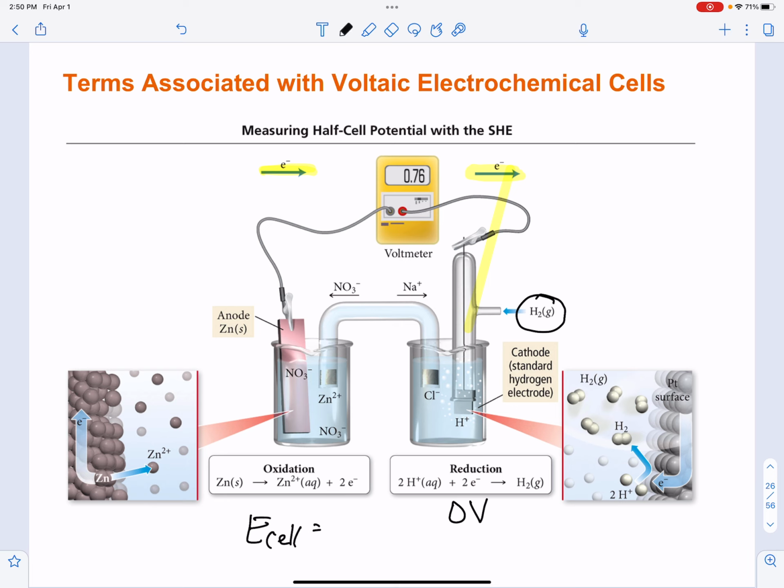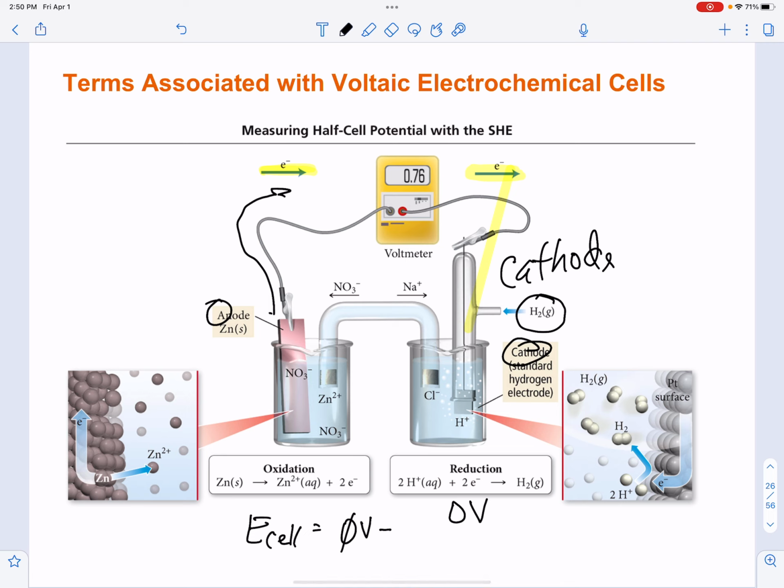So they're going to sink into that. So this is my cathode, right there, right? And the electrons are coming from here. So this is my anode. So E of the cell is going to be cathode minus the anode, in this case, the reduction potential of zinc. So we're using hydrogen as the standard, so that's how we build those tables.